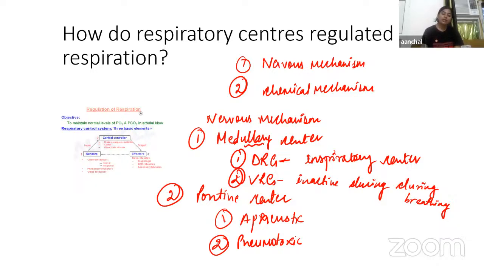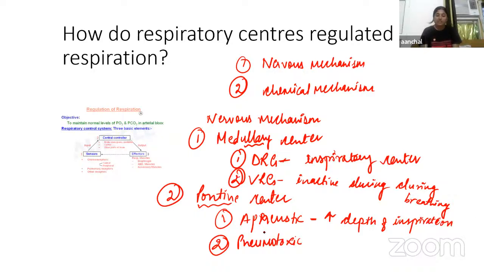Right. Now, next we have the pontine center. This pontine center has two parts, that is apneustic and pneumotaxic. The apneustic center is situated in the nuclei of the reticular formation of the lower pons. As the name suggests, pontine means both are present in the pons. Now, what is the function? The function is to increase the depth of inspiration.